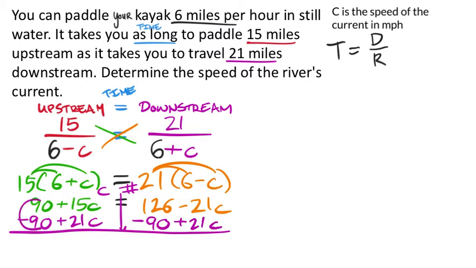Well, as planned, it zeroes out the 90 and the negative 21c. Okay, but what do I get from the c's on the left? Well, I got 15c plus 21c is 36c. This then equals 126 minus 90, which is 36.